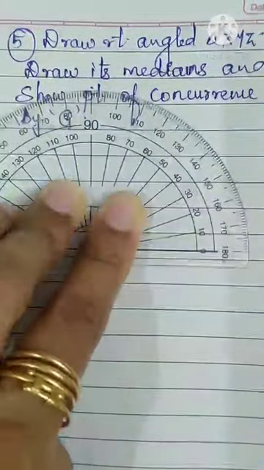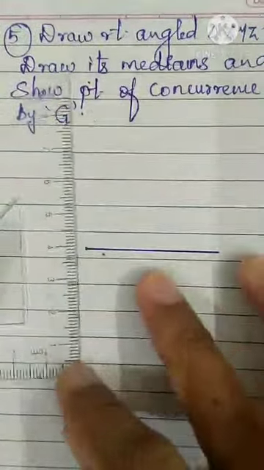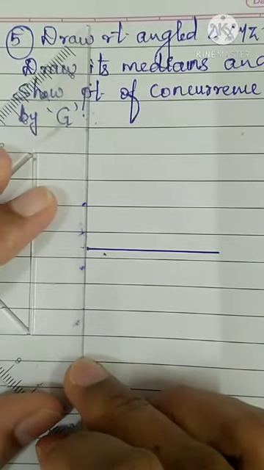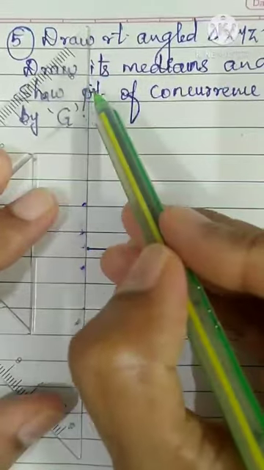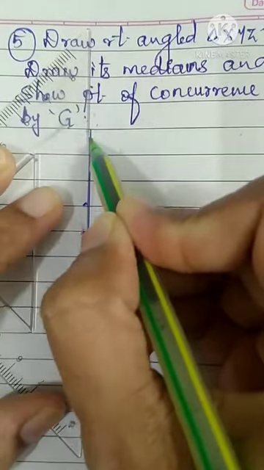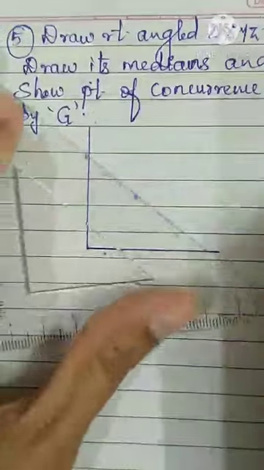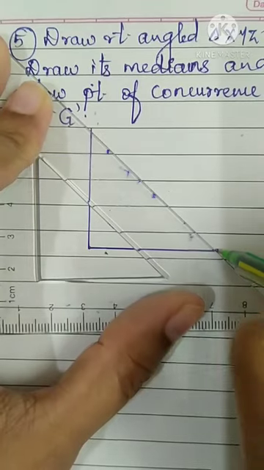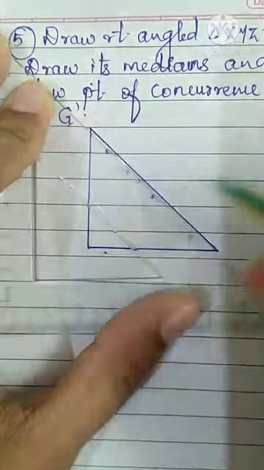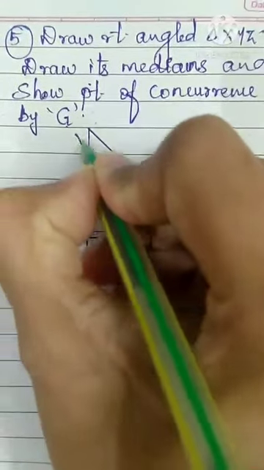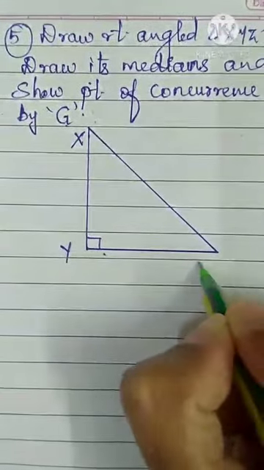We don't want such a long side. Just keep the scale so that you have the 90 degrees perfectly. Here is the 90 degrees, and this was the vertex. Okay, this much is enough. Join the other two endpoints, and we have a right angled triangle. Name it as X, Y, Z.